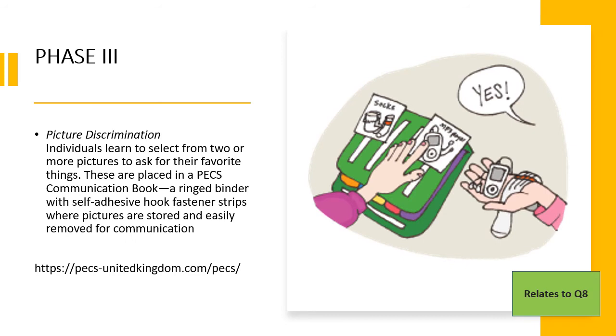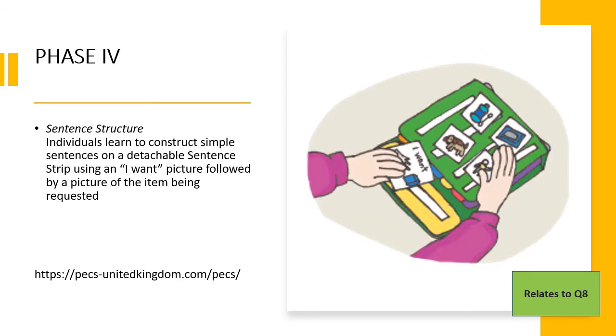By phase 3, they're looking at picture discrimination. So individuals learn to select from 2 or more pictures to ask for their favourite things. So they're placed in a PECS communication book, which is a ringed binder with self-adhesive hook fastener strips where pictures are stored and easily removed for communication. So the individuals can take the pictures out when they're communicating. By phase 4, they'll be using sentence structure, so the individuals learn to construct simple sentences on a detachable sentence strip using an I want picture followed by a picture of the item being requested.